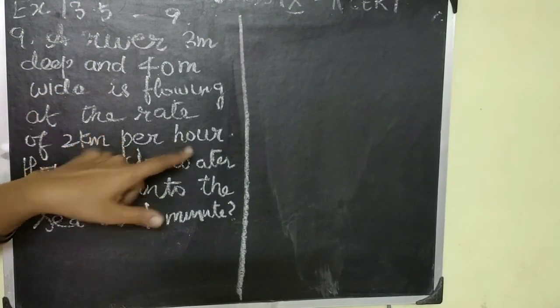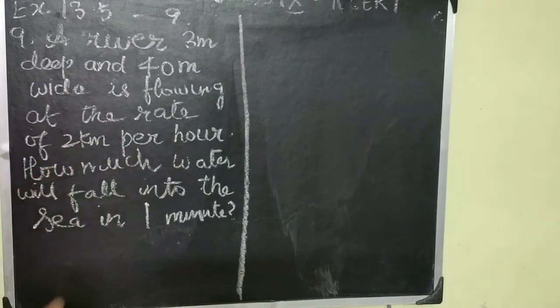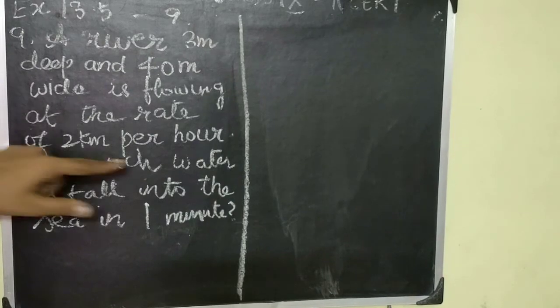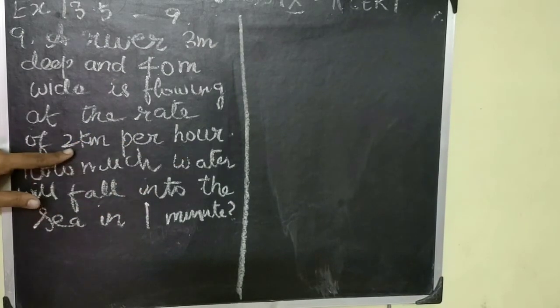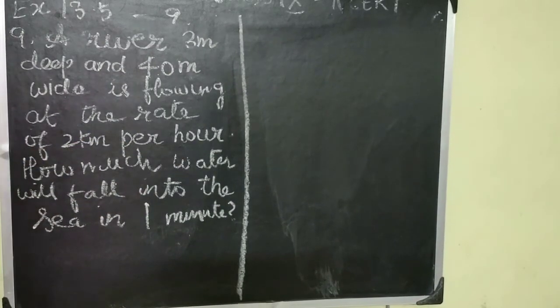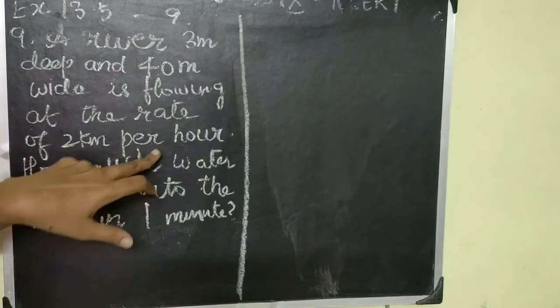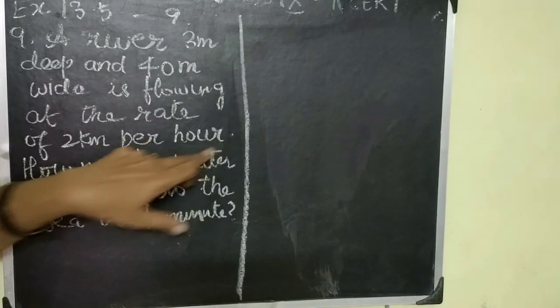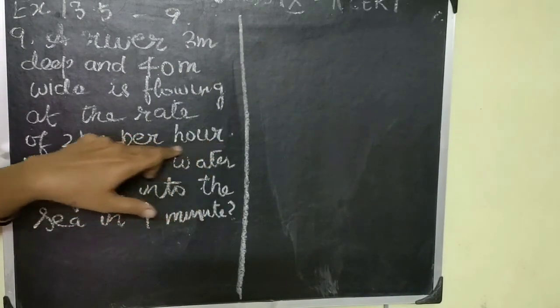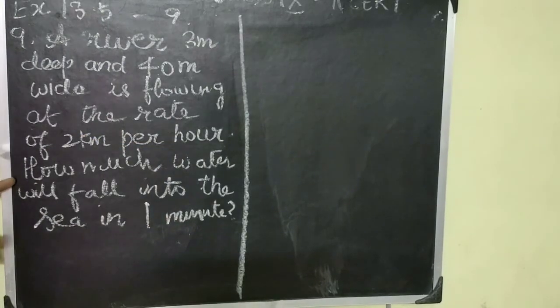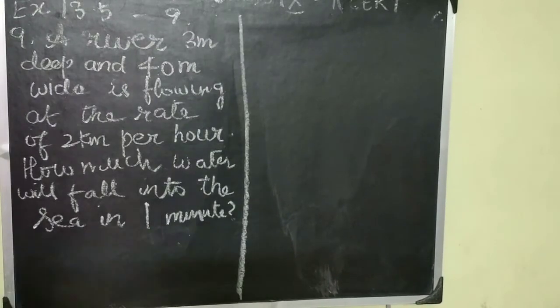1 hour. More than that, 2 km per hour means in 60 minutes, if the length of the river is 2 km, then in 2 hours the length of the river will be 4 km, like that. So apart from the volume dimensions, another thing which we must note is that the rate is also coming into picture. Then how much water will fall into the sea in 1 minute?